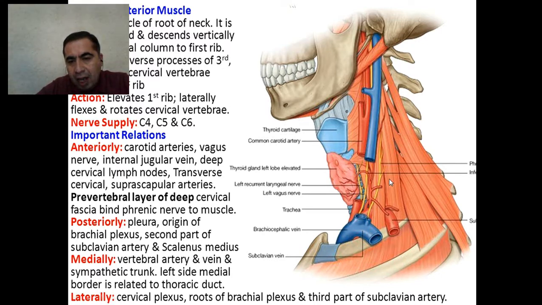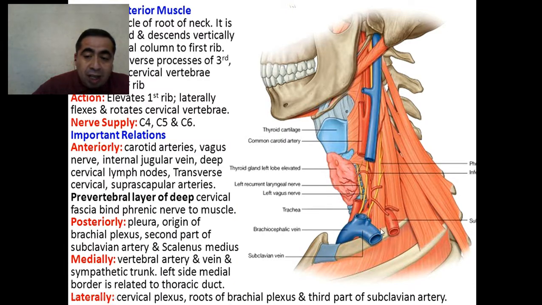Look at this muscle, and you can define it by the phrenic nerve, nervus phrenicus, passing on its anterior surface. It attaches to the first rib and elevates the first rib laterally. It flexes and rotates the cervical part of the vertebral column, but it's very important. It forms the anterior wall of the interscalene space and the posterior wall of the antiscalene space.